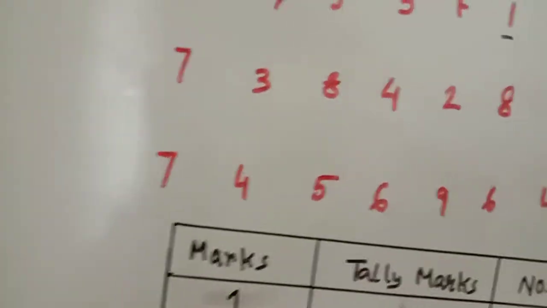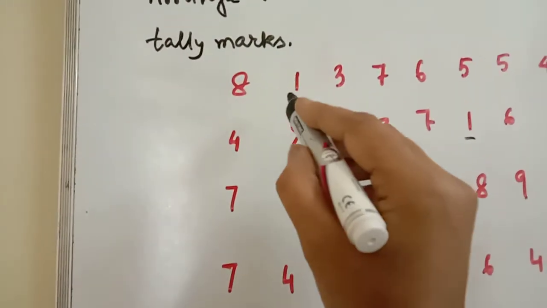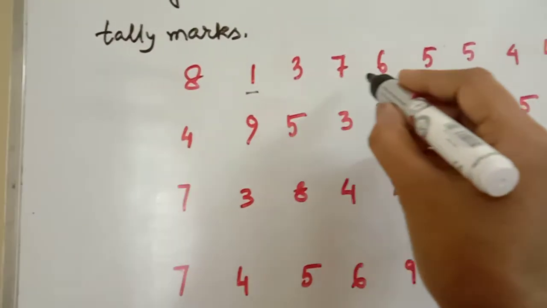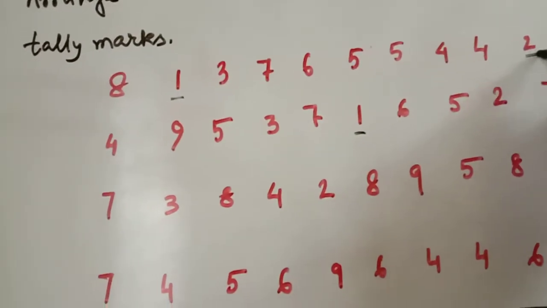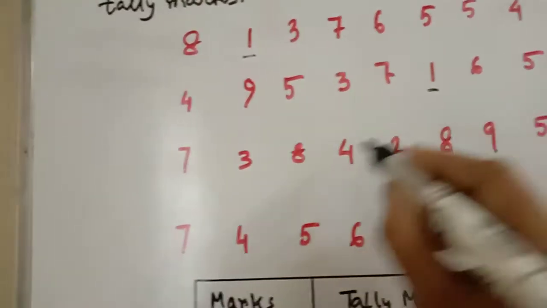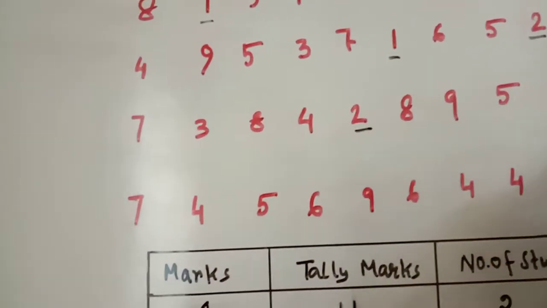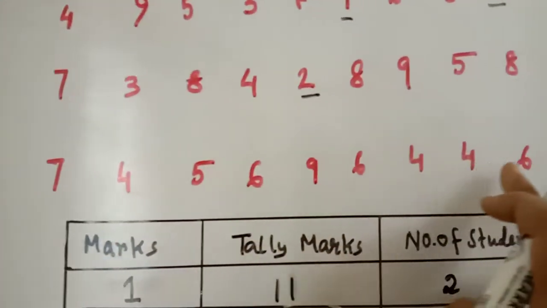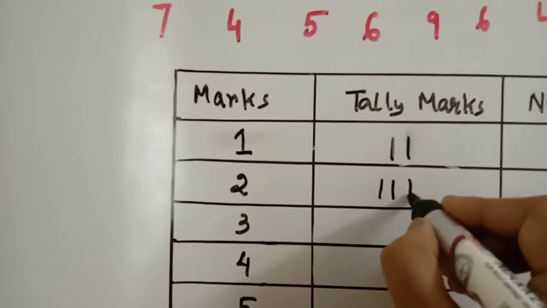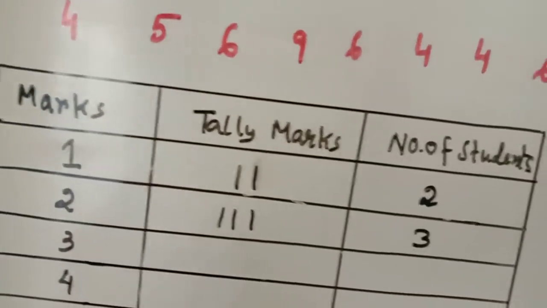Now see 2, how many times does 2 come in this data? In this data you can find 2, how many times are there? 1, 2, 3 in this line, and in this line 2 is not there. So how many times is 2 there? 1 2 3.